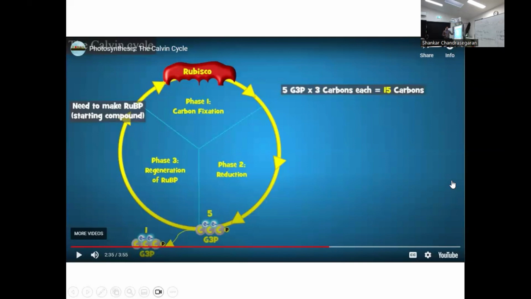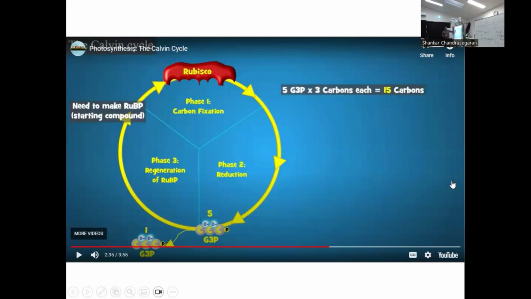How many carbons does RuBP have? So this initial stage here, that's where RuBP will bind. This one spot is for carbon dioxide. So how many carbons does RuBP have? How many spots do you see here? No, it's 5. 1, 2, 3, 4, 5.